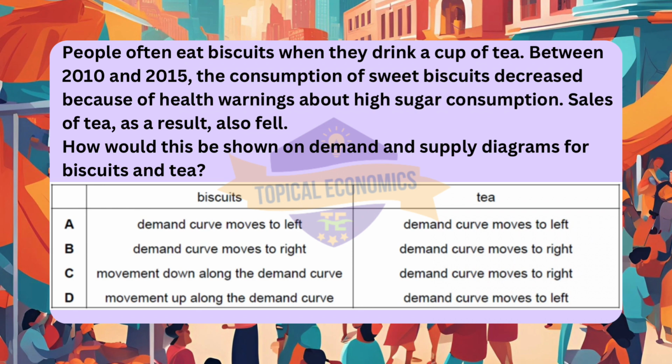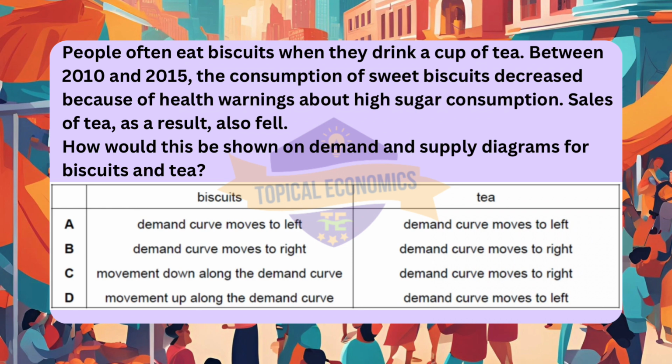First, let us look at biscuits. The consumption of sweet biscuits fell between 2010 and 2015 due to health warnings about high sugar consumption. As a result, the demand for biscuits decreased. In economic terms, a decrease in demand is represented by a shift of the demand curve to the left. So, the demand curve for biscuits would move to the left in the diagram.